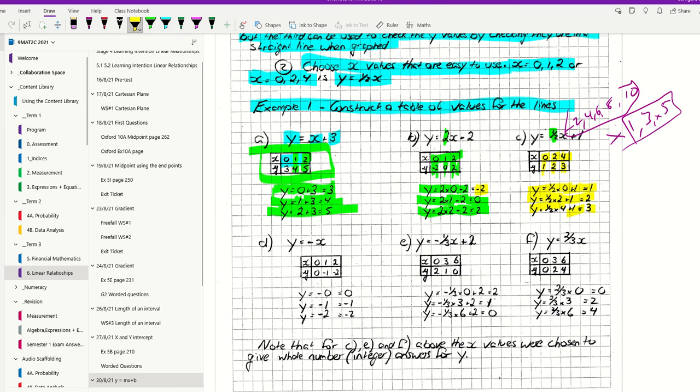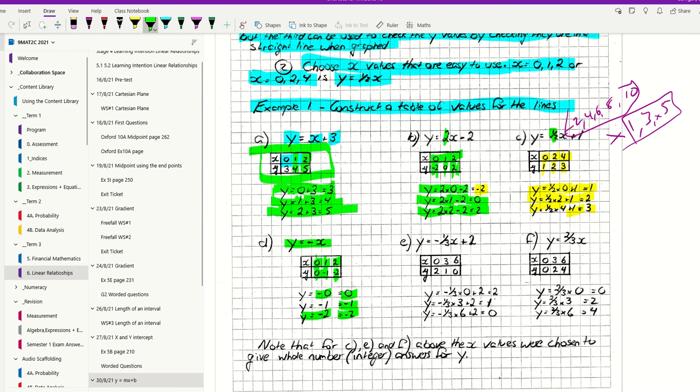Coming across to our next one, what we see is y is just equal to minus x. Let's just choose our 0, 1, 2 again. Y is equal to minus 0, which is 0. Y is equal to minus 1, which is minus 1, and y is equal to minus 2. So there's our table of values: x 0, y 0, x 1, y minus 1, x 2, y minus 2.